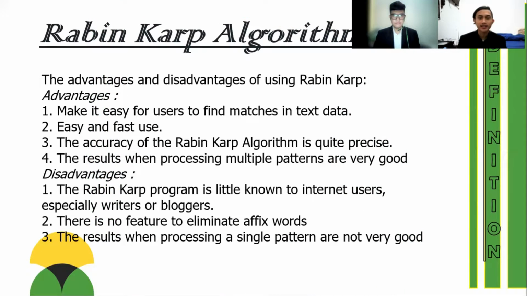The advantages and disadvantages of using Rabin Karp. First, the advantages: it makes it easy for users to find matches in text data. It is easy and fast to use. The accuracy of the Rabin Karp algorithm is quite impressive. The results when processing multiple patterns are very good. Disadvantages of Rabin Karp: the Rabin Karp program is little known to internet users, especially writers or bloggers. There is no feature to eliminate affix words, and the results when processing a single pattern are not very good.